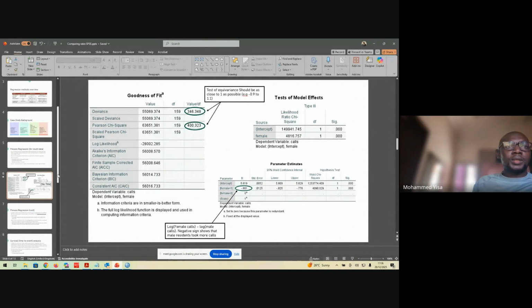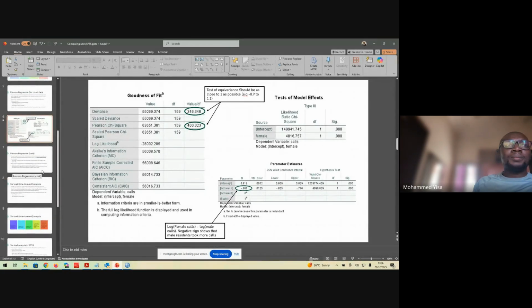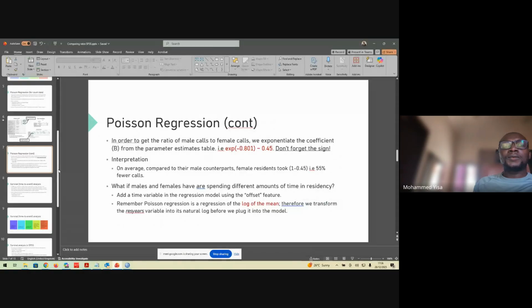Okay. So another aspect that we can look at in the same Poisson regression is rates, the component of time. So now we are saying that women are taking less call duties than men. But what if actually women are spending less time in residency? And that's the reason why they are having fewer call duties.